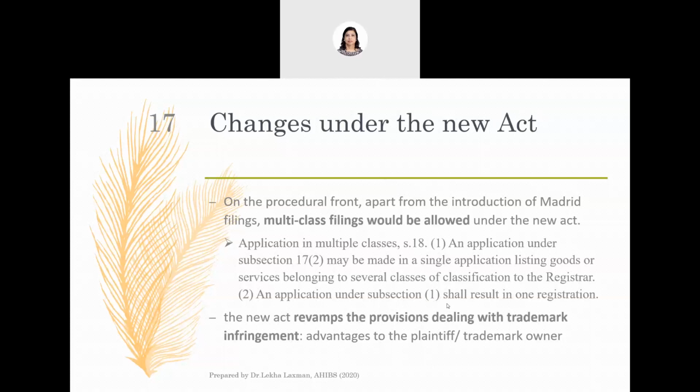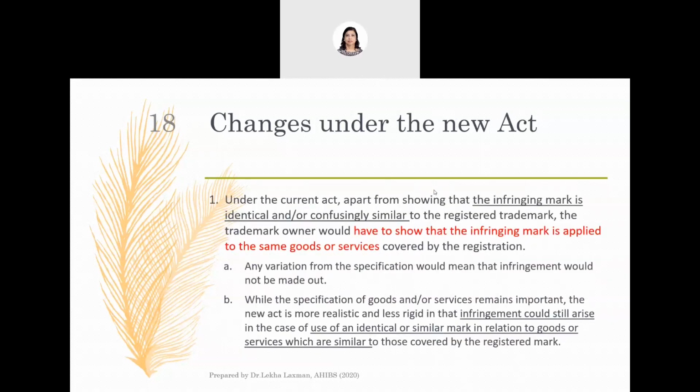So that means when an infringement takes place, the new act actually allows a trademark owner to easily bring a case to protect his exclusive rights. If you look at the new act, for the mark to be infringing, it has to be identical. The element of infringement is that the mark has to be identical or confusingly similar to the registered trademark. So this is the element that is required for trademark infringement.